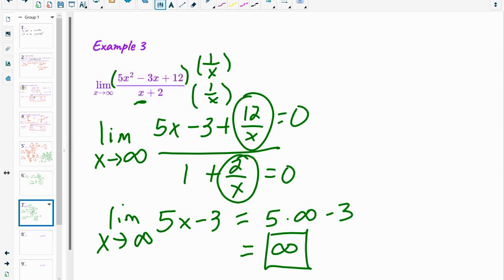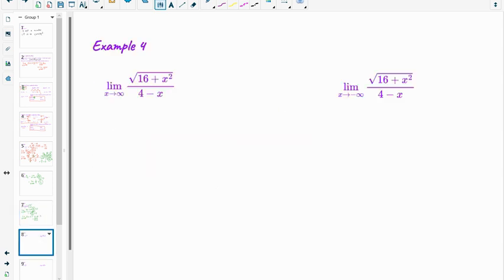So that's that problem. Now let's go over this set of examples together. So we still apply the same thought process. We're going to multiply this whole thing by 1 over x.